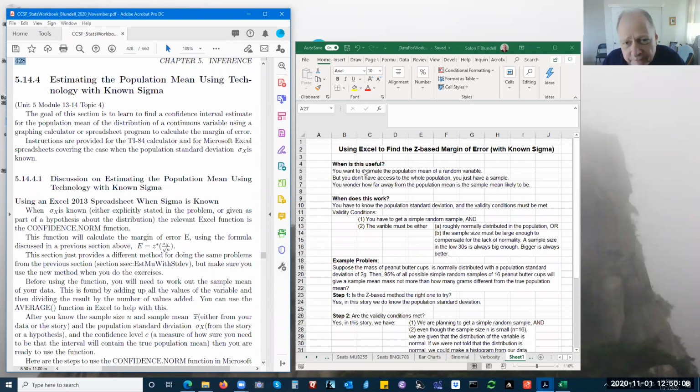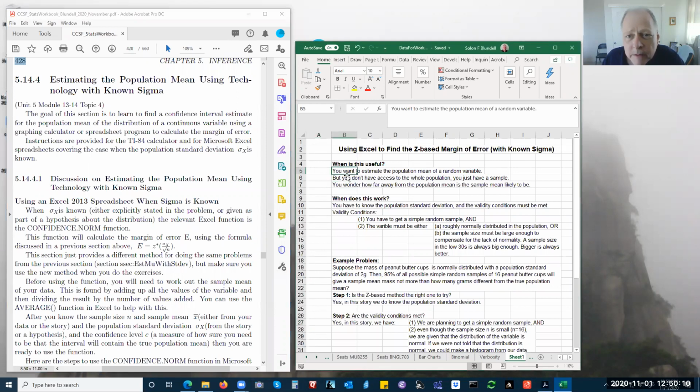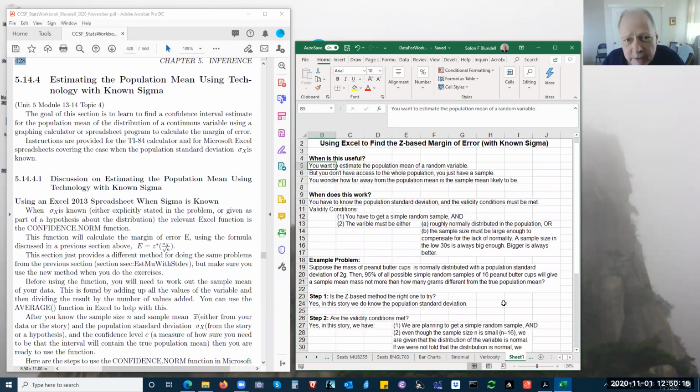So when is this useful? It's when you want to estimate the population mean of a random variable. You don't have access to the whole population, you just have a sample. And what you're trying to figure out is, if you do go out and get a simple random sample from the population, you get the sample mean, how close is it likely to be to the true population mean?